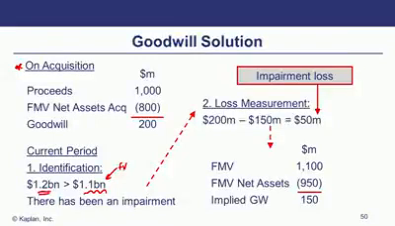But remember, under US GAAP, that's just used for identification. What we now need to do is actually measure the loss. Now, under US GAAP, we're going to do that, if you like, by recalculating goodwill.